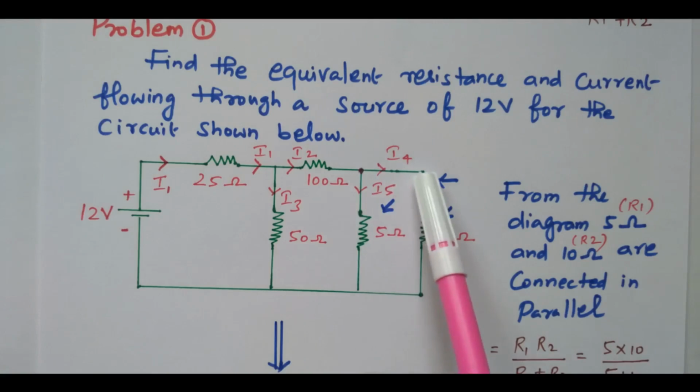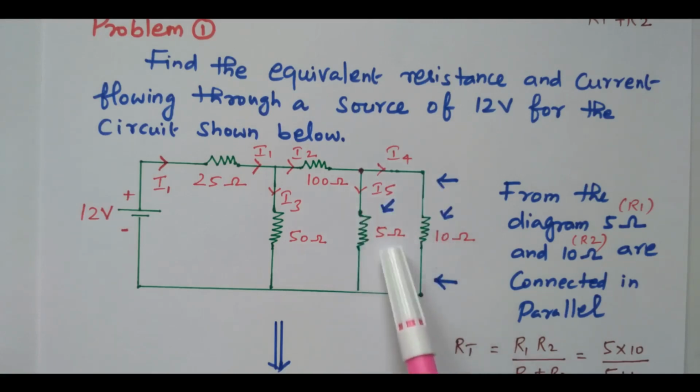Again that is divided into I4 and I5 through 5 ohm and 10 ohm. So these two are parallel and these two are parallel. Now how will you simplify this?